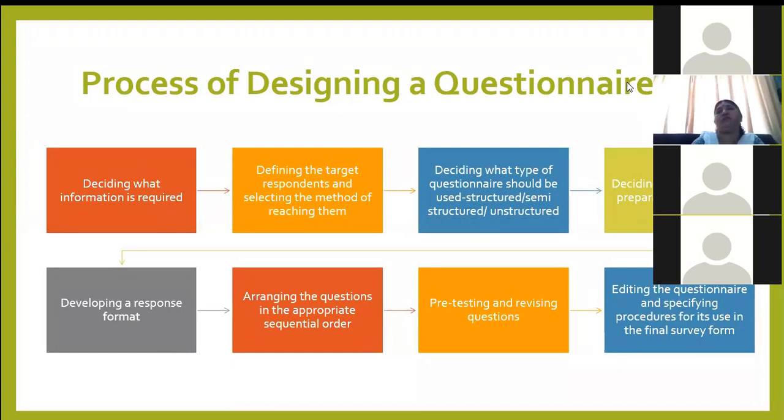You can revise the questions. So pre-testing is very important. After revising the questions, you can edit the questionnaire again, and you can specify the procedures for its use in the final survey form.